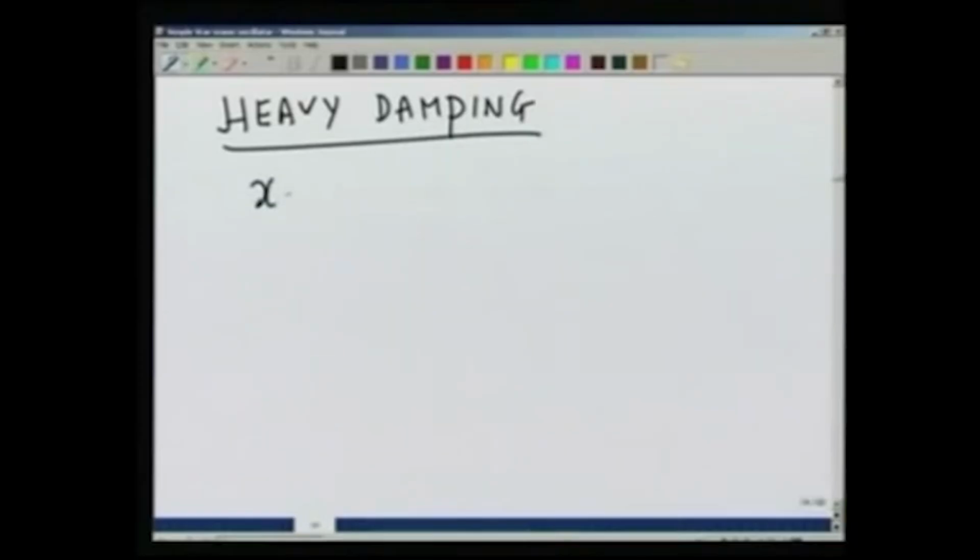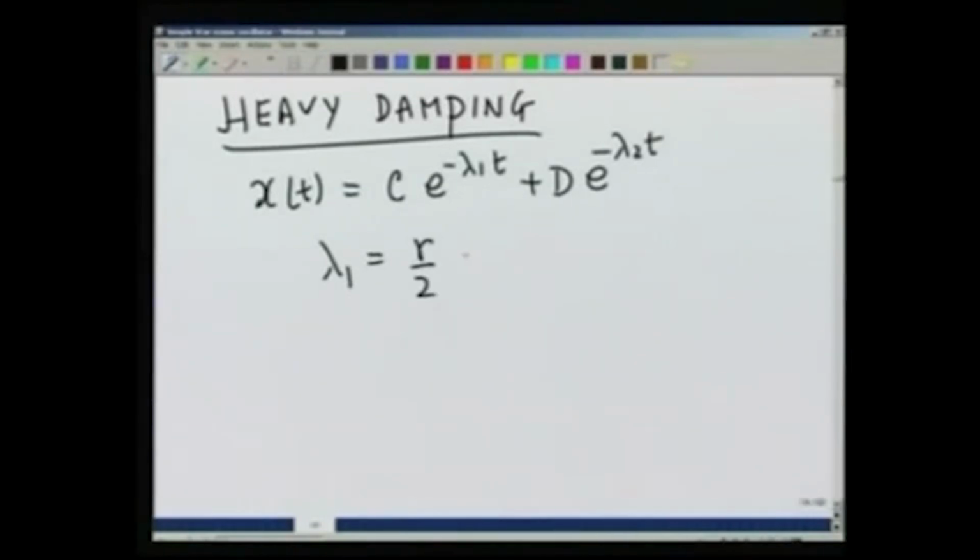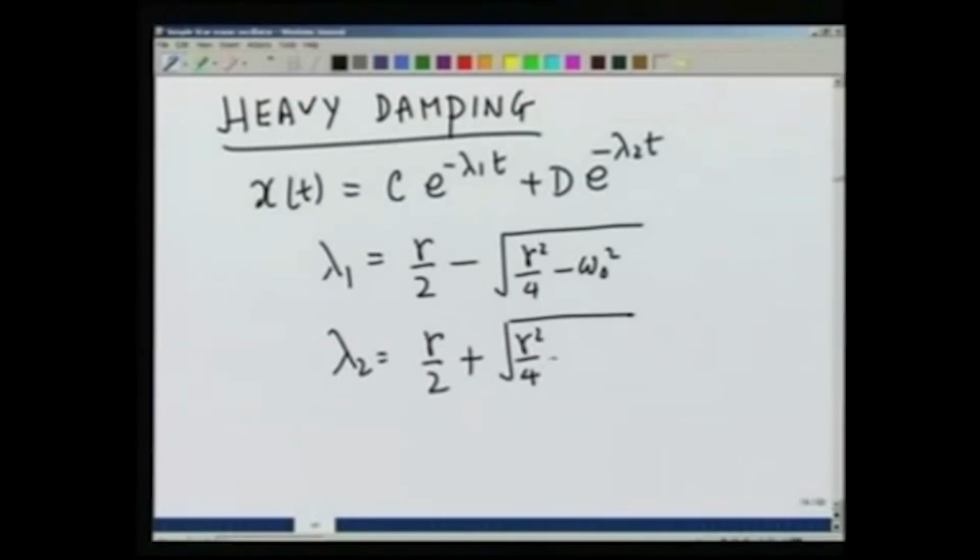In that case the solution x(t) is of the form c e raised to minus lambda 1 t plus d e raised to minus lambda 2 t, where lambda 1, if you recall, is gamma over 2 minus square root of gamma square over 4 minus omega 0 square, and lambda 2 is gamma over 2 plus square root of gamma square over 4 minus omega 0 square, and this is the way it is defined, is greater than lambda 1. I will study 3 cases in this case and see how the motion looks like.